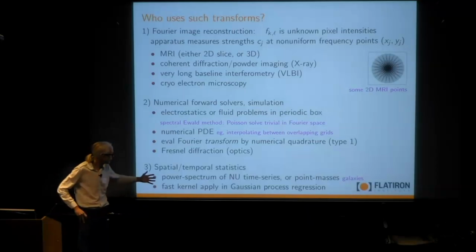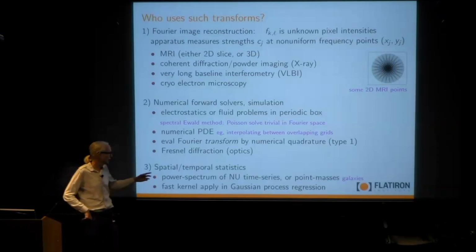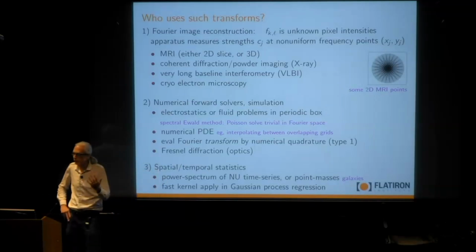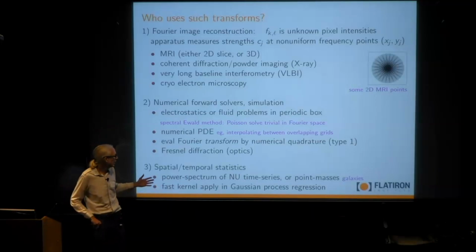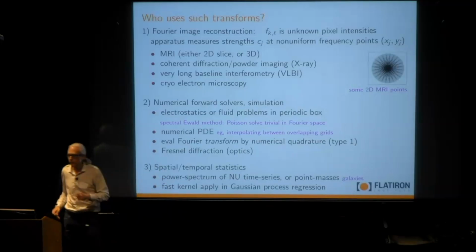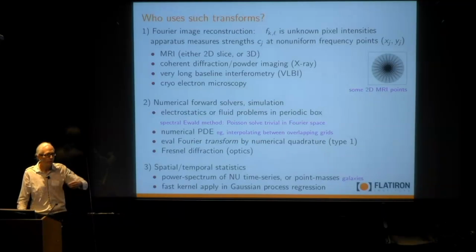Another category, sort of the final category, is spatial temporal statistics. In 1D, you might be interested in getting the power spectrum of a time series or looking for periodic signals, periodograms in astronomy. You might be interested in the power spectrum of a clump of galaxies. And we have an application in Gaussian process regression, where the kernels can be applied in the Fourier domain fast.